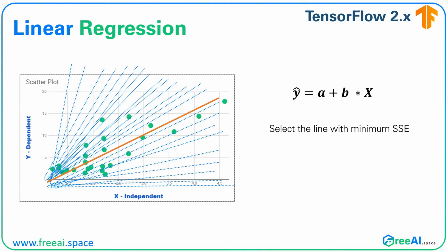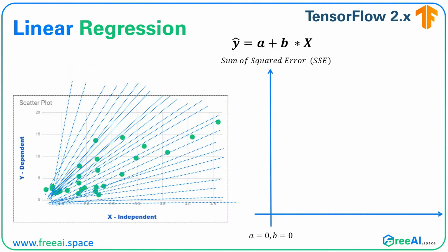So the question in linear regression still exists: what is the value of A and B, and how can we identify the A and B values? Here is where gradient descent comes into the picture. So first of all, let's simplify our question. We need to select the line in such a way that we have the minimum SSE.